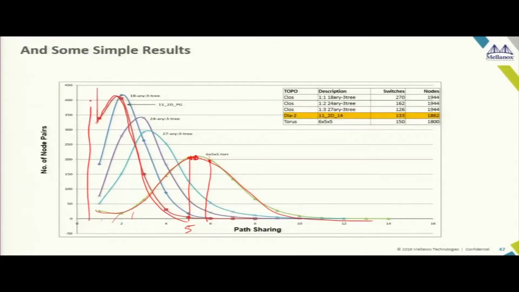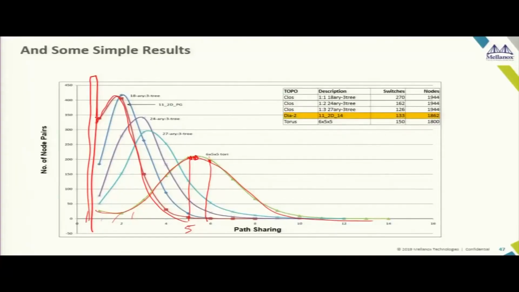What is a perfect network? Every pair being able to talk to each other without getting affected by anybody else. So a delta function at 1 is a perfect network, right? Because everybody gets their own path, no matter who else is communicating.